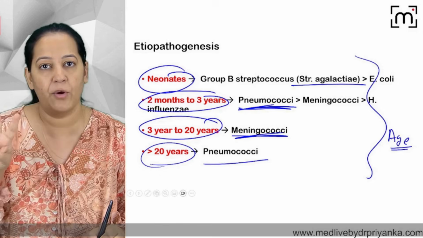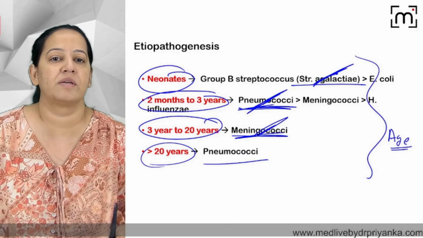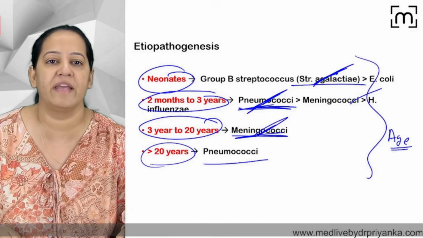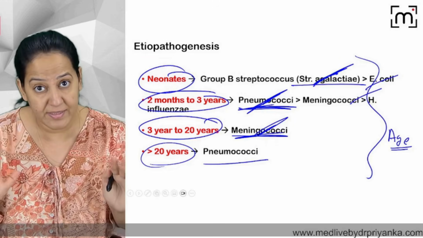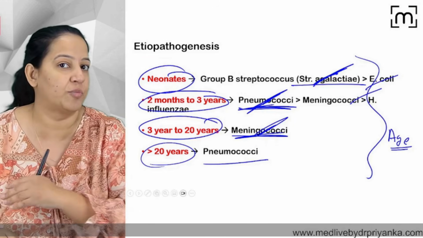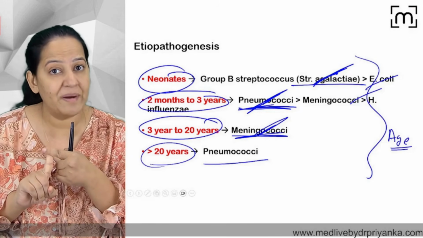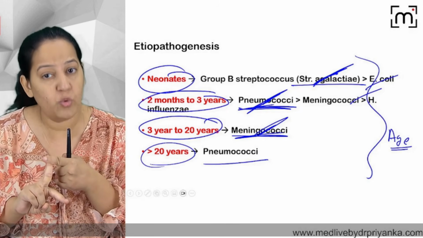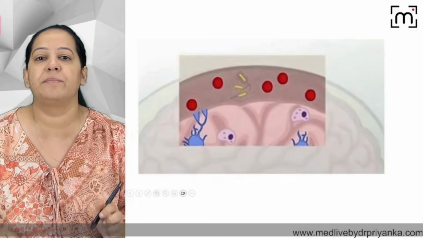You have to learn a total of 3 organisms: Streptococcus agalactiae, pneumococcus, and meningococcus. H. influenzae is also there but rarely, and E. coli is also there but rarely. For your MCQ purpose, you have to learn which organism causes meningitis in which age group. What is the common organism causing meningitis in a neonate, up to 1 month, 1 month to 3 years, 3 years to 20 years, and more than 20 years? You have to name the organism.